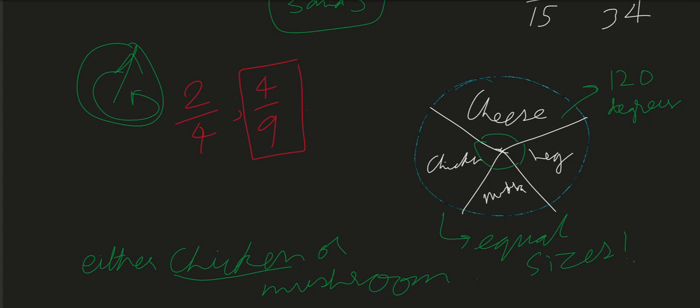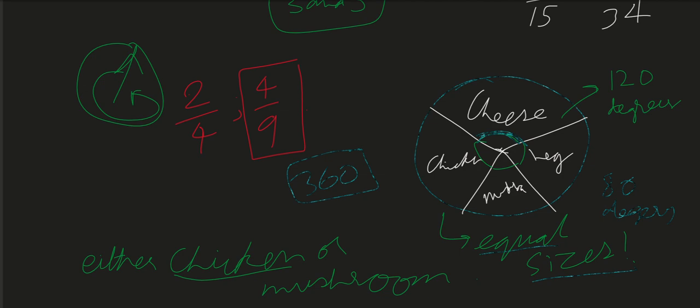So we got 120 degrees for cheese, and the whole pizza is 360 degrees. Now we have 240, and they're all of equal sizes. So each sector is 80 degrees. Are we clear there?